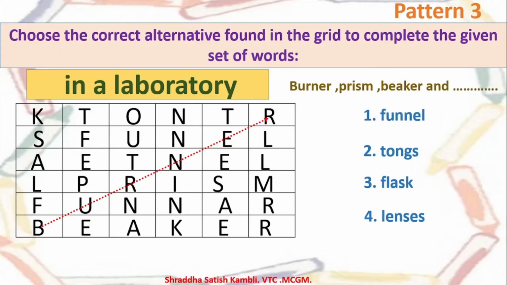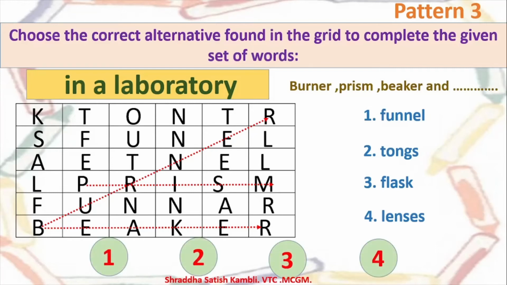Then where is prism here? Here it is, P-R-I-S-M, prism. Is beaker shown here? Yes, here you have beaker, B-E-A-K-E-R. So will you find funnel? Will you find tongs? Will you find option number 3, flask, or lenses in this particular grid? So which word will you find here in the grid which will complete the set of words? So you will find option number 3, flask. See, F-L-A-S-K, flask, written in a vertical manner but down to up.